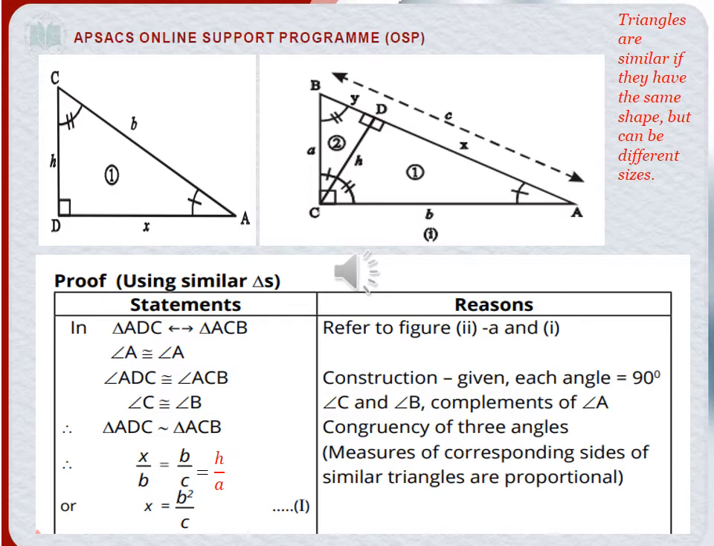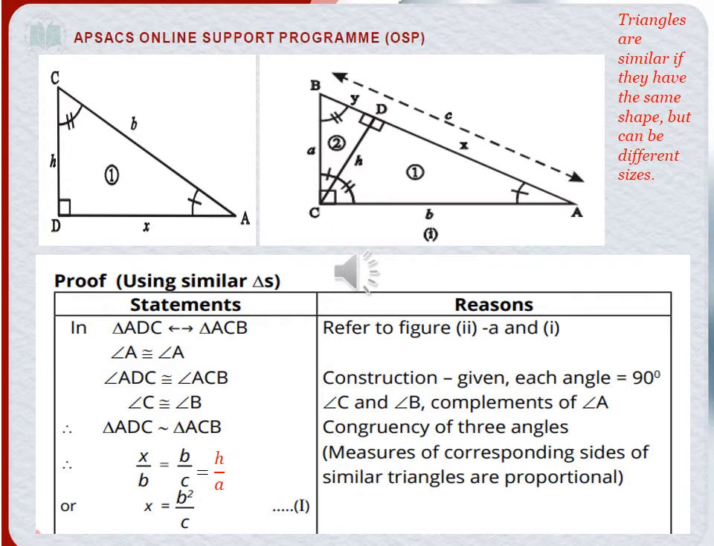If we look at the diagram, then angle A of triangle ADC is equal in measurement to angle A of triangle ABC. The reason here is congruent angles. One angle of both the triangles equal 90 degree, that is angle ADC is congruent to angle ACB. The reason here is each angle equal 90 degree. If we look at the diagram again, then angle C of triangle ACD is equal in measurement to angle B of triangle ABC. The reason here is angle C and angle B are complements of angle A.